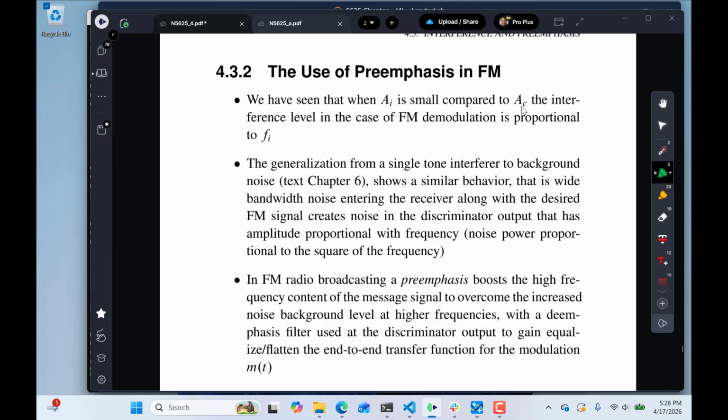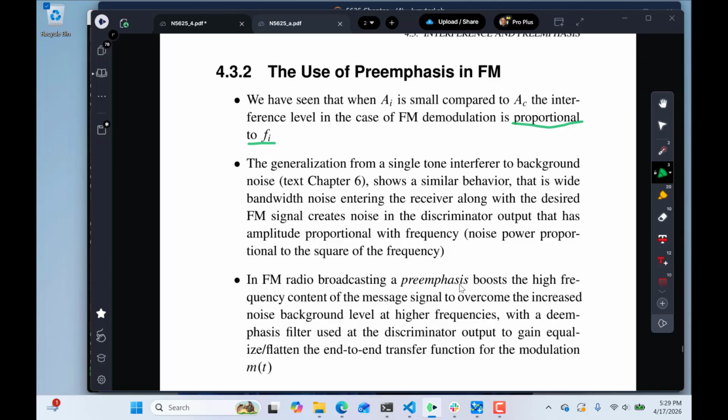We've seen that when AI is small compared to AC, the interference level of the interfering signal in the FM case is proportional to Fi. In other words, it gets bigger as the frequency gets higher. So we can generalize the single tone interferer to background noise. Suppose we're talking about a weak signal and the noise is very noticeable at this point. The noise that gets processed through our FM discriminator will actually grow in amplitude as we go up to higher frequencies. Most of you can relate to this, because when you listen to an FM station that's very weak, or you're just tuning, you will hear a lot of noise, and the noise seems omnipresent, but it's not low and rumbly, it's higher in frequency.